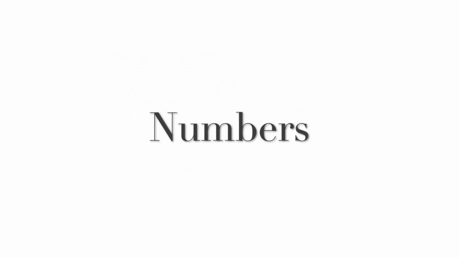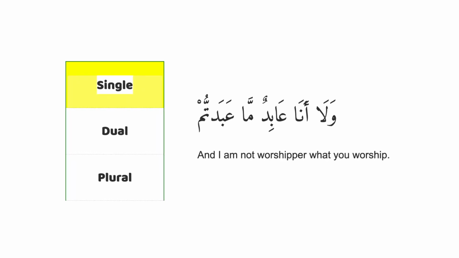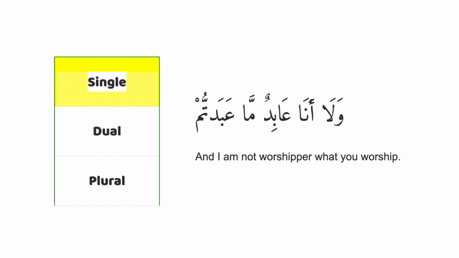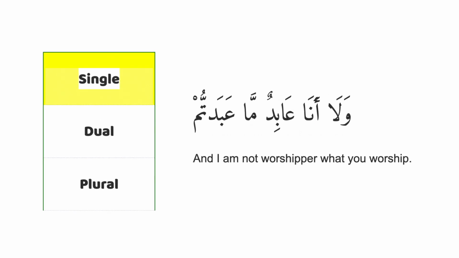Let's talk about numbers in Arabic. There are three kinds of numbers: single, dual, and plural. Single, self-explanatory. It is about a single person or single object. وَلَا أَنَا عَابِدٌ مَا عَبَدْتُمْ. Ana means I, talking about a single person.